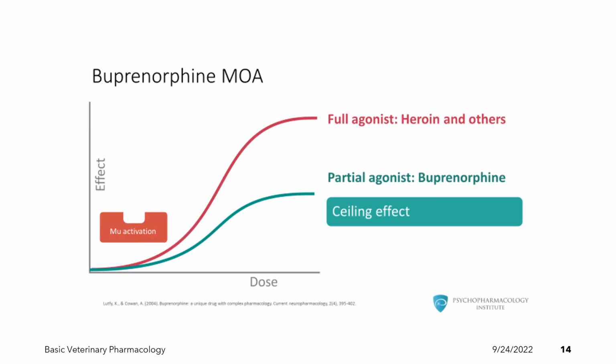So the effect of buprenorphine has a certain limit, and that limit is known as the ceiling effect. Even if we increase the dose of buprenorphine, these effects do not go above our theoretical ceiling limit. If we were to say 50%, no matter how much buprenorphine we give to the patient, the level of analgesia, euphoria, or respiratory depression will not go above these limits.